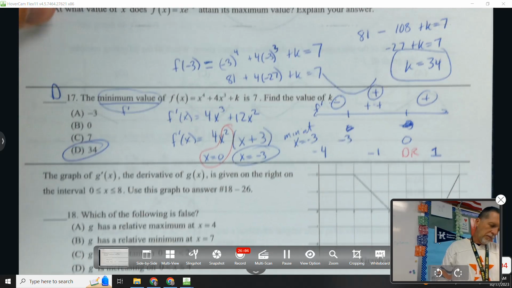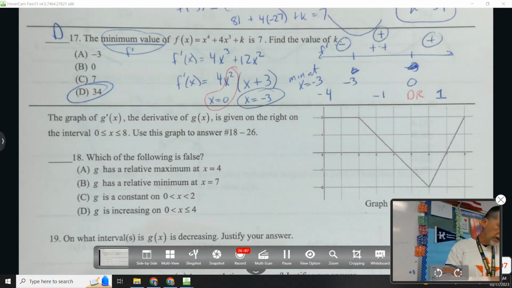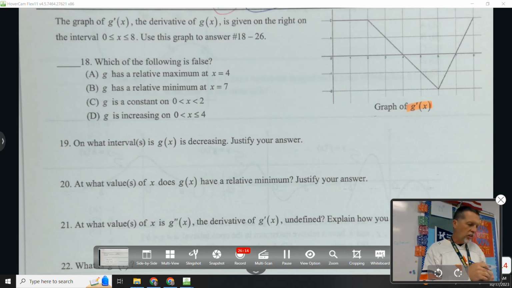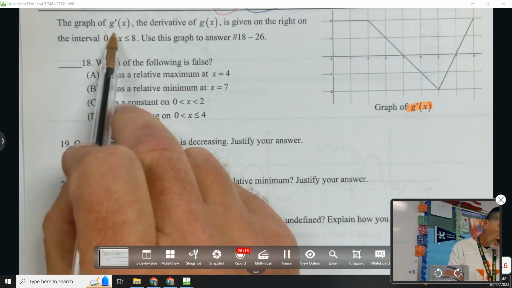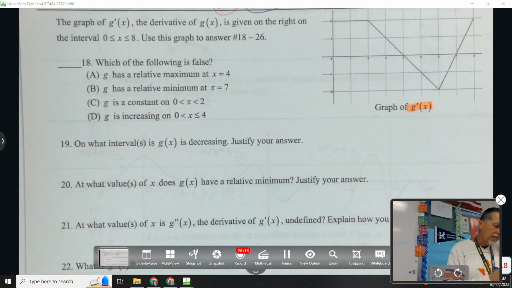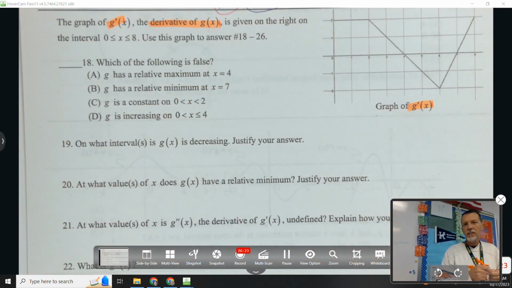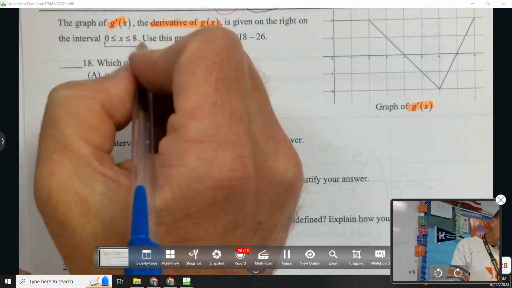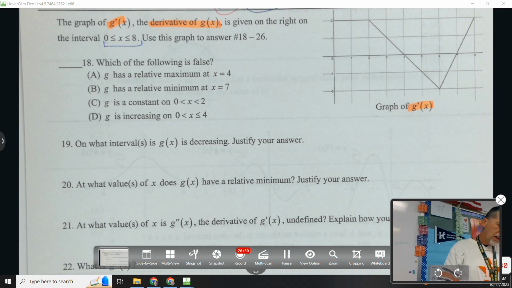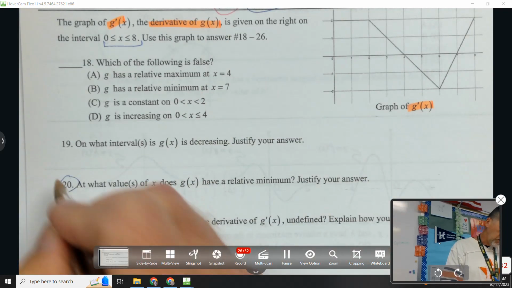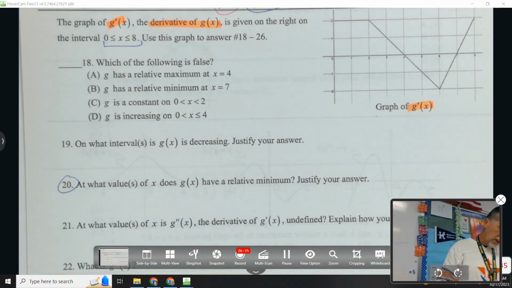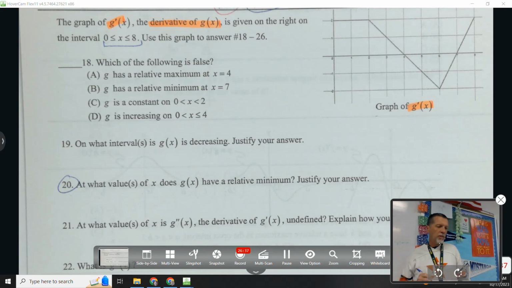Number 20. Here's the long set of problems where this is the graph of g prime, not the graph of g, so be careful on this section. The graph of g prime, the derivative of g, is given on the right. We do not want you to miss the fact that this is the graph of the derivative, not the graph of the original. On the interval 0 to 8, answer all these questions, and we'll answer 20 and 23 and 26. So we'll get a bunch of them.